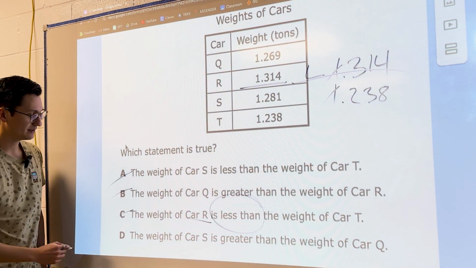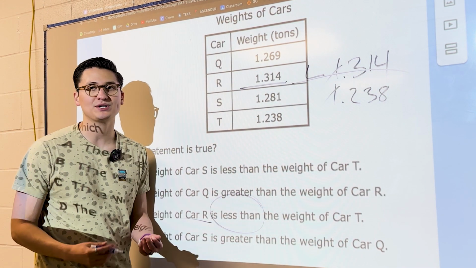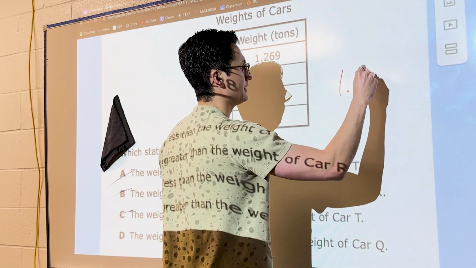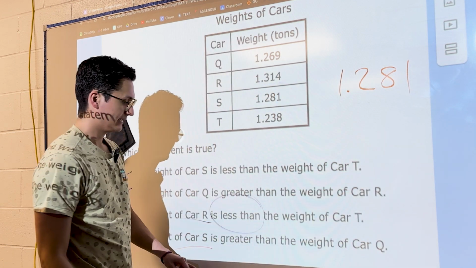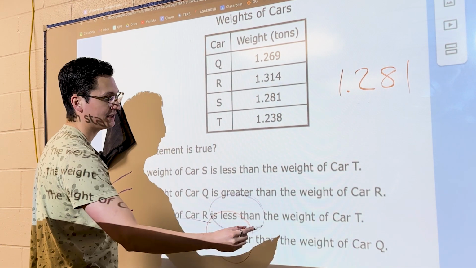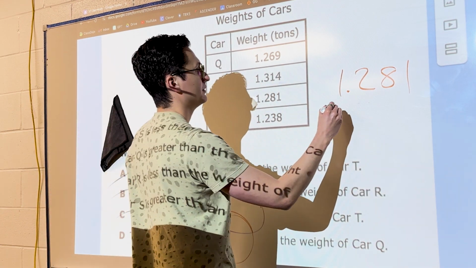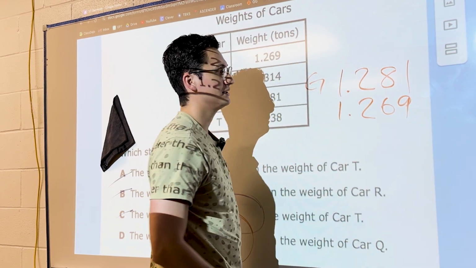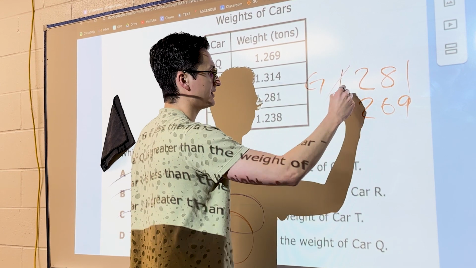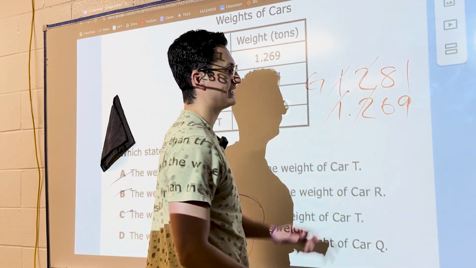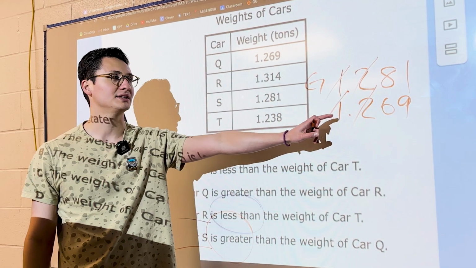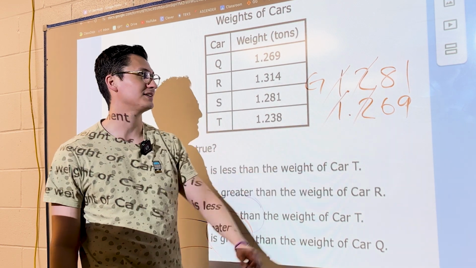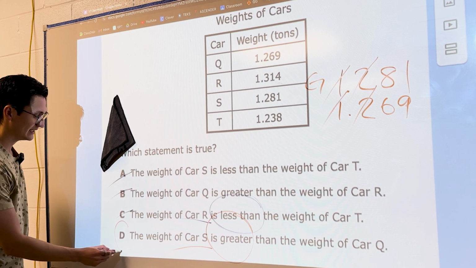And if we did them all right, then the answer choice is D. The weight of car S, which is 1.281, is greater than the weight of car Q, 1.269. They're telling us that it's greater. So let's compare. The 1s are equal. The 2s are equal. Is 8 greater than 6? Nope. 8 is not greater than 6? Oh, yeah. It is. Therefore, the answer is D.